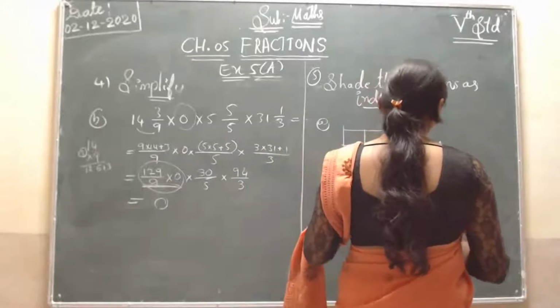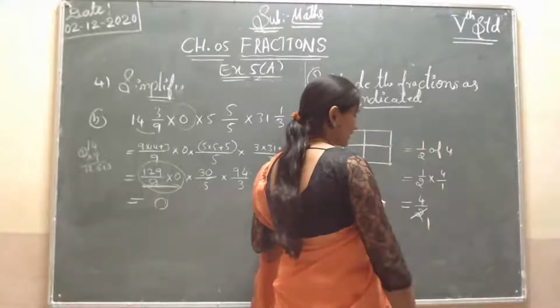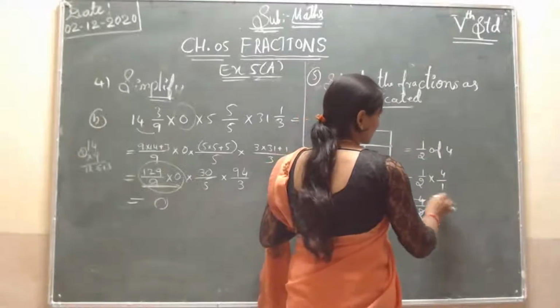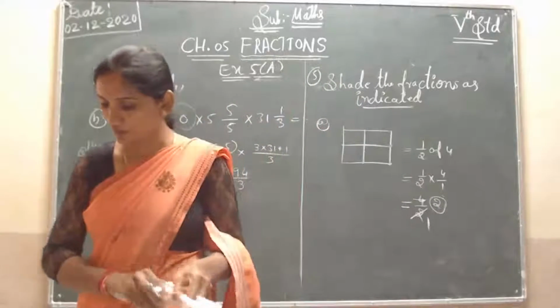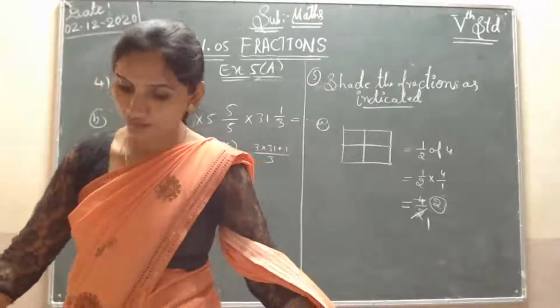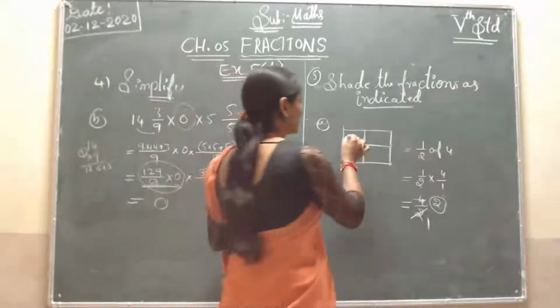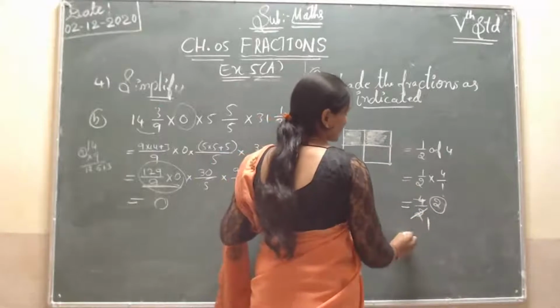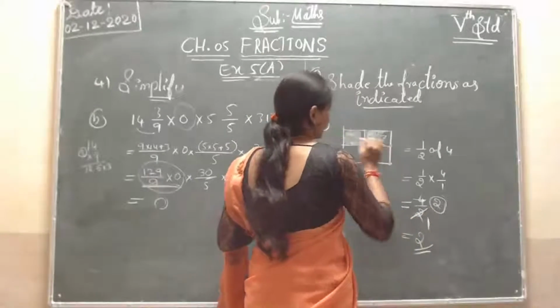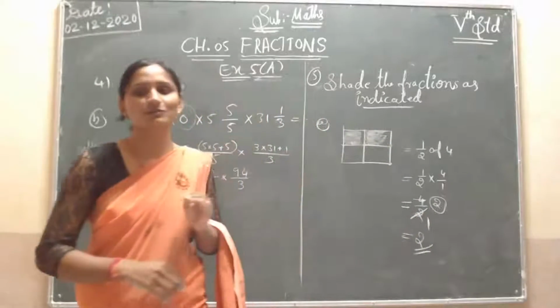Better not to take cross multiply. 2 ones are 2. So 2 twos are 4. So how many parts, students? In 2 parts. So you have to shade that many parts. That is the value 2. So you have to shade 2 parts. So the result is what, students? That is 2 is the result because you have to shade 2 parts.